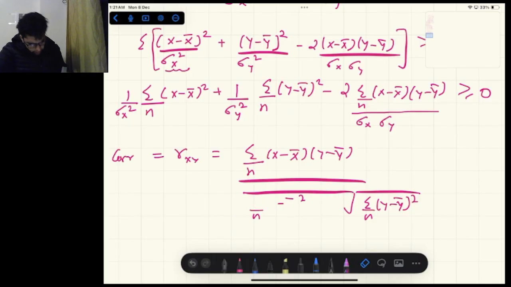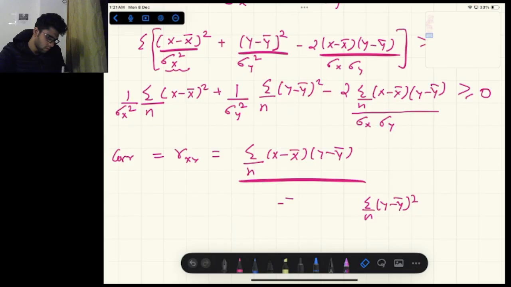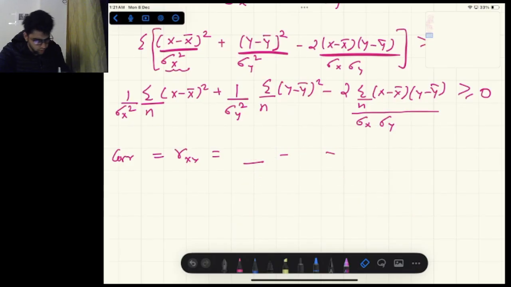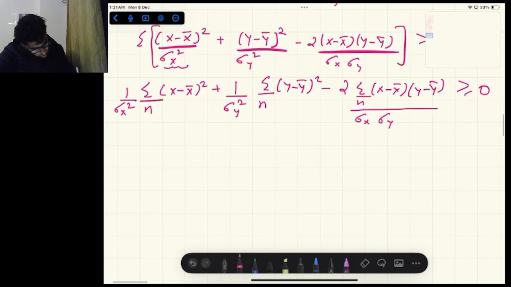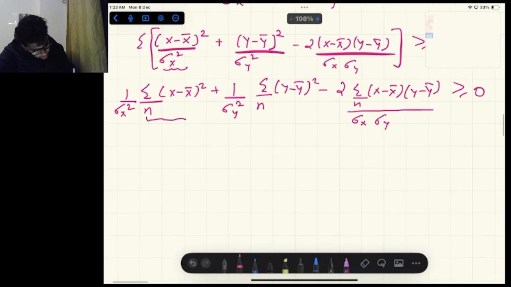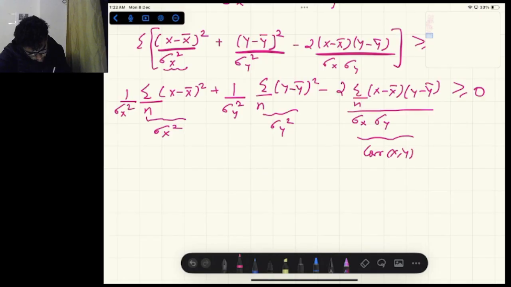So there are different ways and different forms, but right now I am not using this form. I am using this form only for the numerator, so that my proof becomes easier. Now this becomes my sigma x square, which is my variance of x. This term again becomes sigma square y, and this term becomes my correlation coefficient of x comma y, which is r, right?